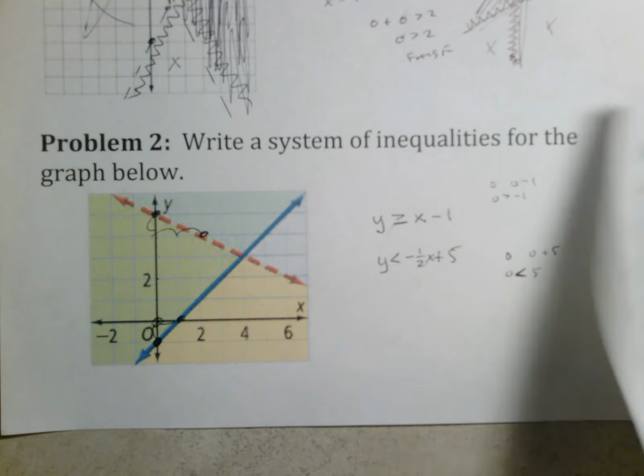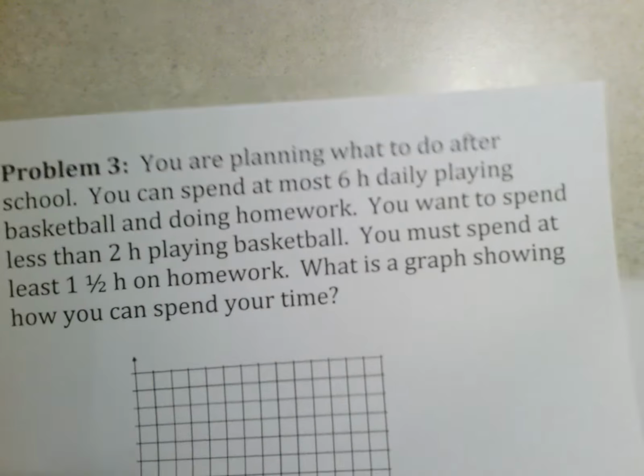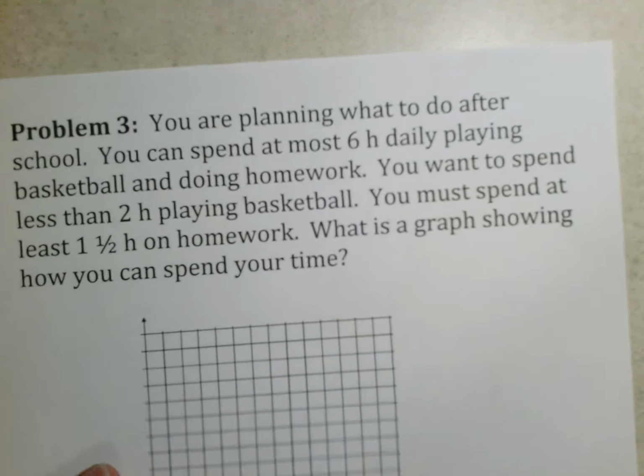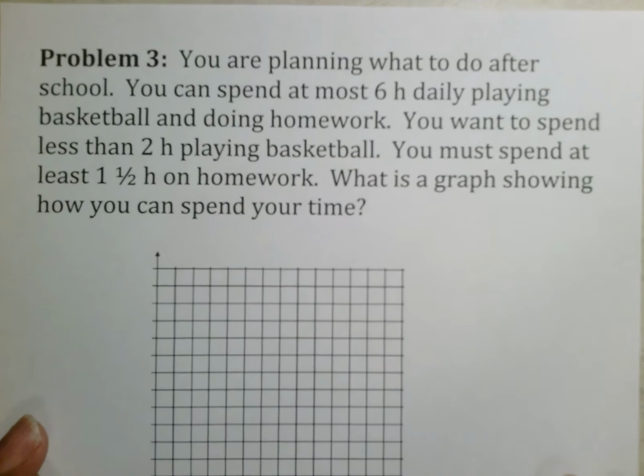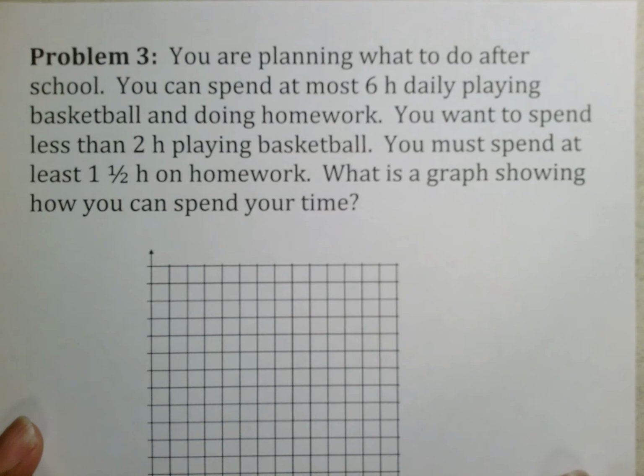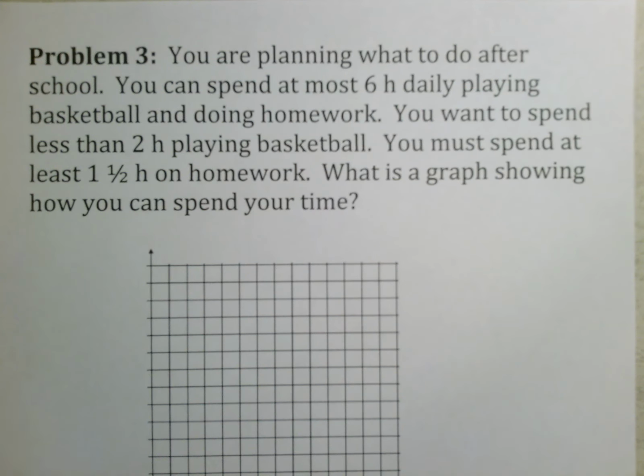Outside of that, looking at question 3, which is a word problem, it says that I'm planning what to do after school. I can spend at most 6 hours daily playing basketball and doing homework. I want to spend less than 2 hours playing basketball. I must spend at least 1.5 hours on homework. What is a graph showing how I can spend my time?